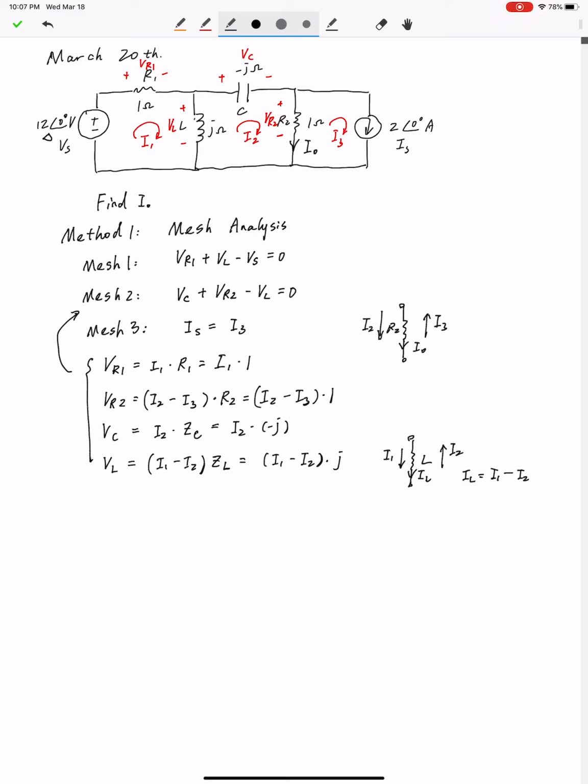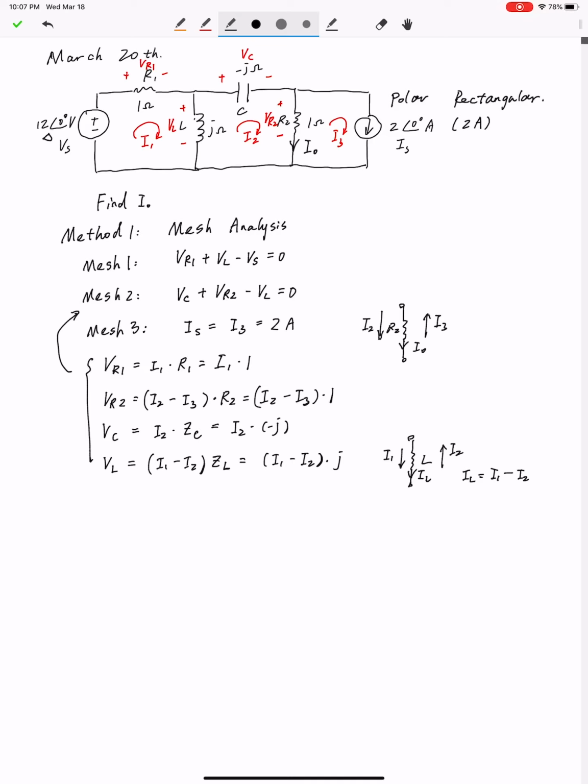With these four voltage variables, we can plug them back into the previous three equations, and then for the last one we can write the conclusion directly: IS equals I3 equals 2 amps. 2 ∠0° is equivalent to 2 amps, because that's the polar form representation, and this is the rectangular form.